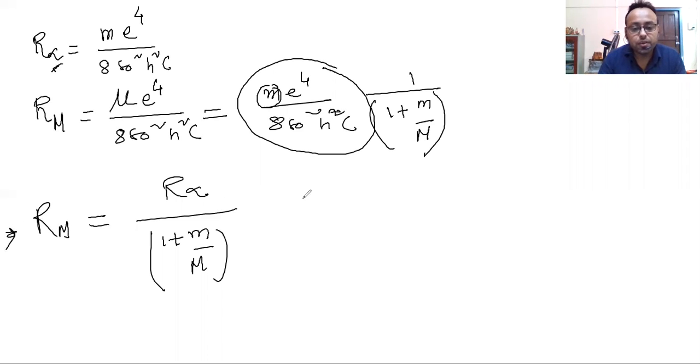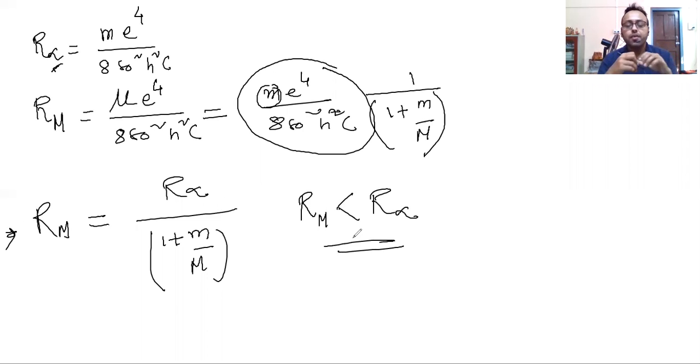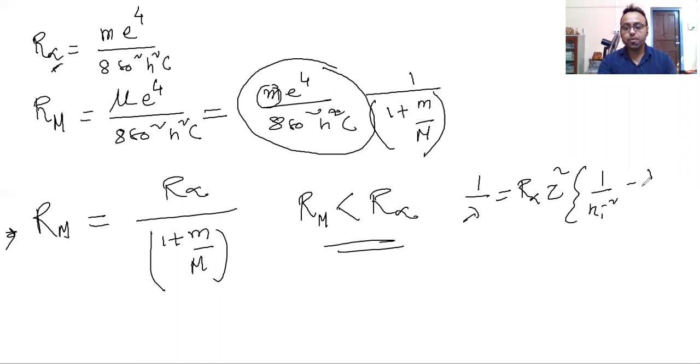Which means what? Your R M is less than R infinity. If my R M is less than my R infinity, will it impact my absorption spectra or emission spectra? Yes, because your 1 by lambda was nothing but initially R infinity z square, and you had 1 by ni square, say minus 1 by nf square. This was your absorption or emission spectra. So 1 by lambda in per centimeter inverse.